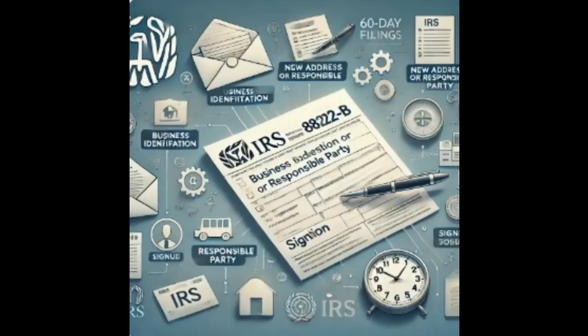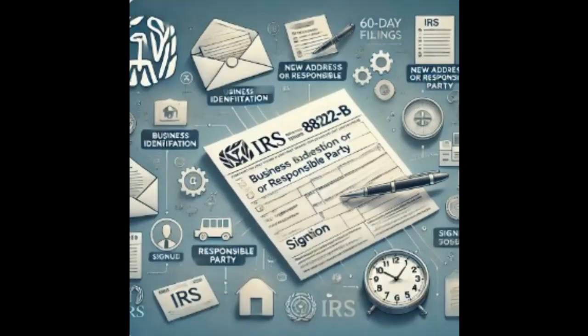When to use Form 8822B. Change of business address. If the business has relocated to a new physical or mailing address. Change of responsible party. When the individual or entity responsible for controlling, managing, or directing the business changes, e.g., a new CEO, partner, or trustee. For most entities, the responsible party is the person who has significant control over the company's finances and operations.